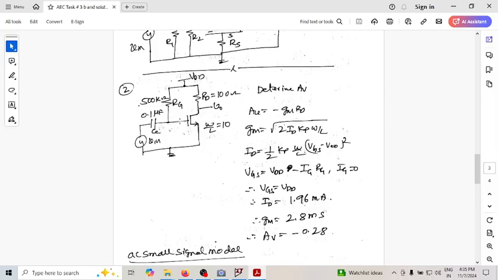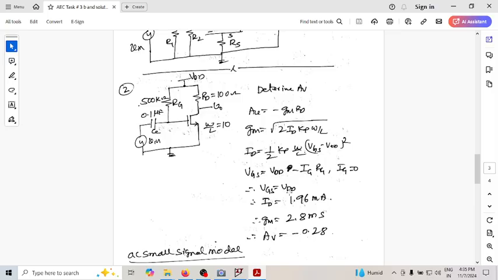So VG, the voltage at gate with respect to ground, is nothing but VDD minus this drop. Since the current that is flowing through this is zero, why is it zero? Because this is a capacitor and this is also an insulator, no current flows in either direction, so zero current is flowing through this RG. So this is zero. Once IG is zero, this entire drop is zero, so VGS is equal to VDD.